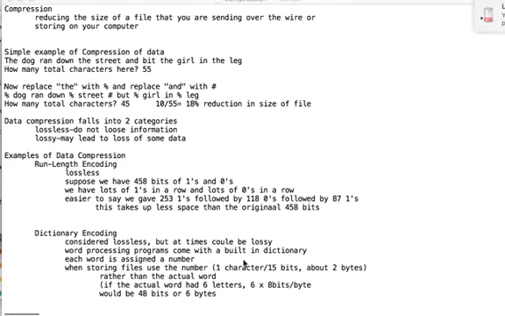So these are just simple techniques, dictionary encoding and run length encoding. In the next video, I'm going to give you some examples of compression for some images.